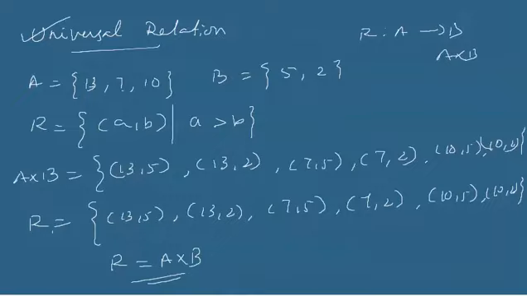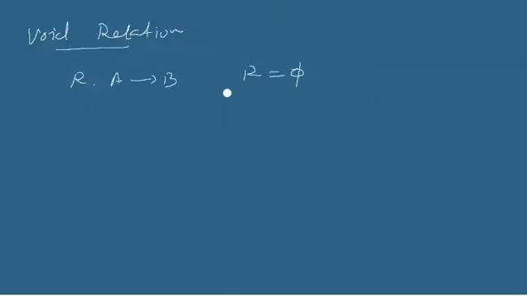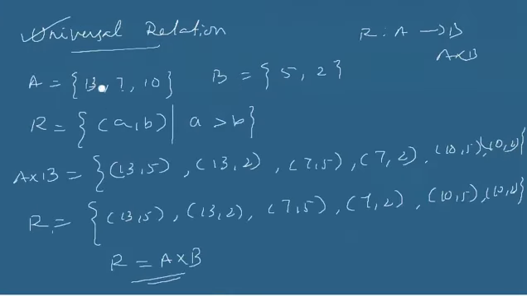Clear? Fine. Next one is void relation. We have studied void sets, isn't it? So void means empty. So can you say what will be the definition? Void means the relation is empty, or a relation R from A to B is said to be a void relation if R is equal to φ, or if R contains no elements, then you can say it is a void relation.